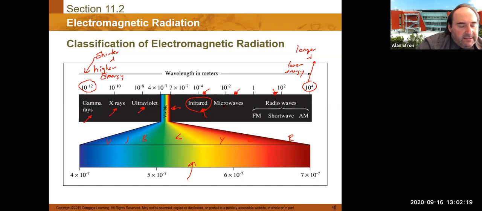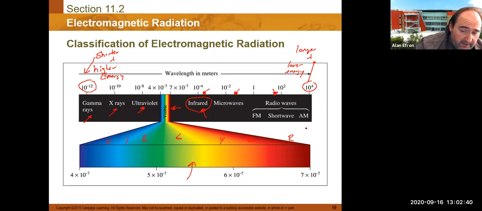You do not need to know it in terms of the actual numbers where they are, but you do need to know it in terms of putting it in order from, say, highest energy to lowest energy, longer wavelength to shorter wavelength, higher frequency to lower frequency. Also in terms of colors.